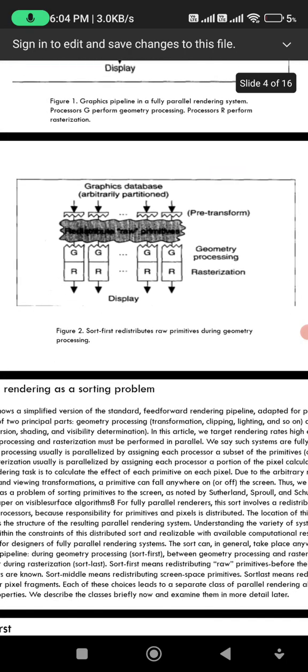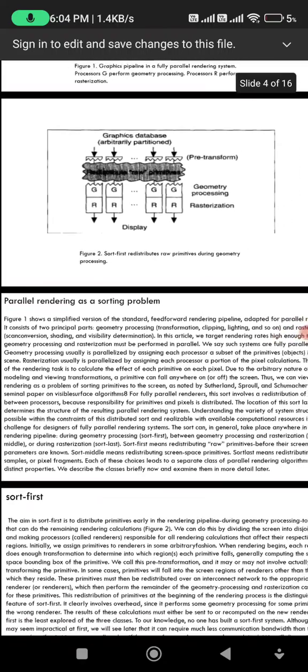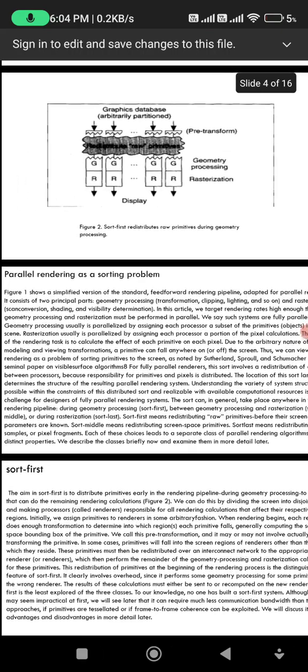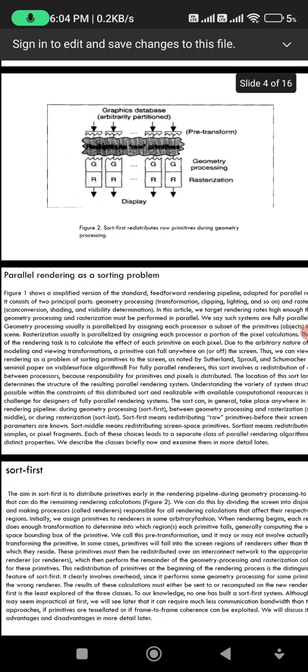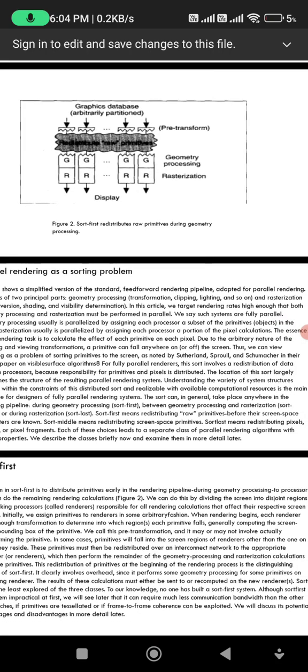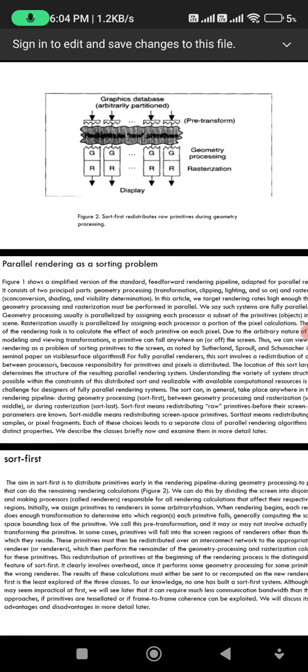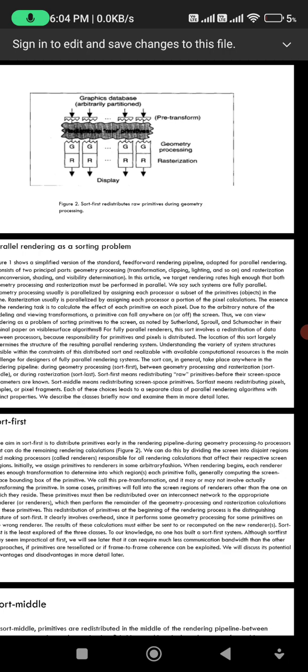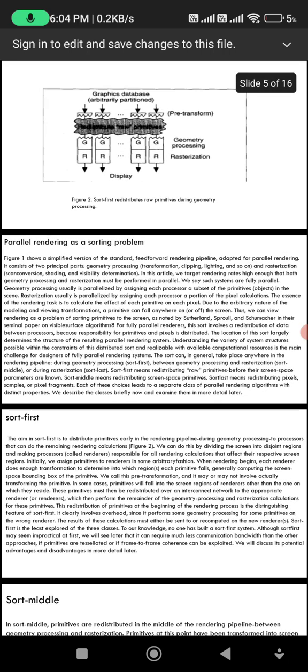Figure 2 shows sort first redistributes raw primitives during geometric processing. Parallel rendering as a sorting problem. Figure 1 shows a simplified version of the standard feedforward rendering pipeline adapted for parallel rendering. It consists of two principal parts: geometry processing and rasterization. In this article, we target rendering rates high enough that both geometric processing and rasterization must be performed in parallel. We say such systems are fully parallel.